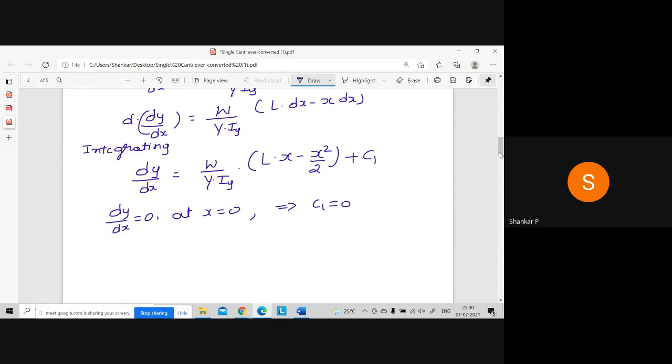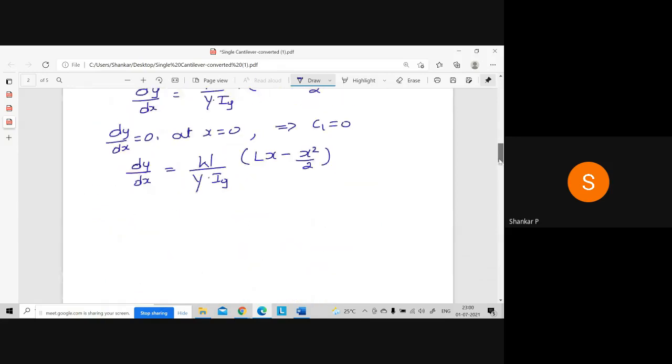So using the value of c1, we can write dy by dx is equal to w by capital Y, that is the Young's modulus, into Ig, L x minus x square by 2. Call this equation number 4.